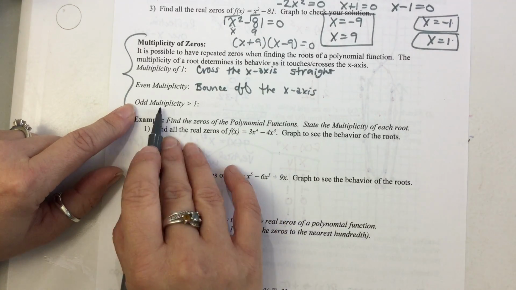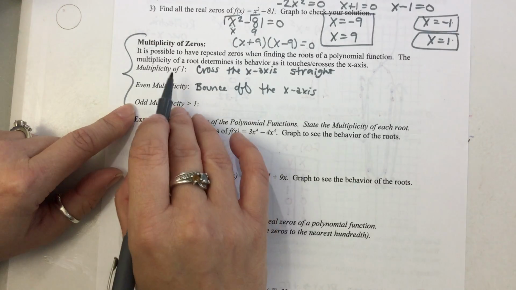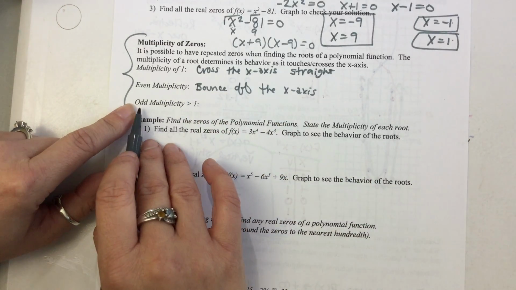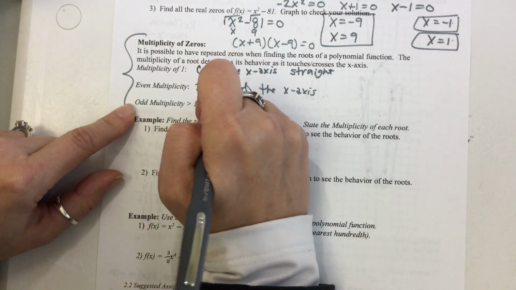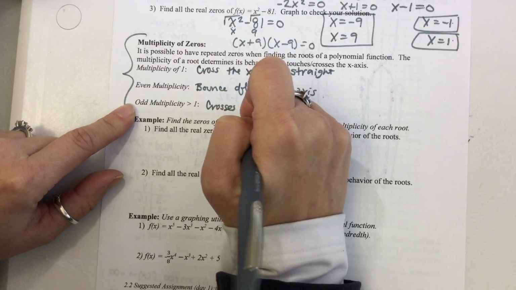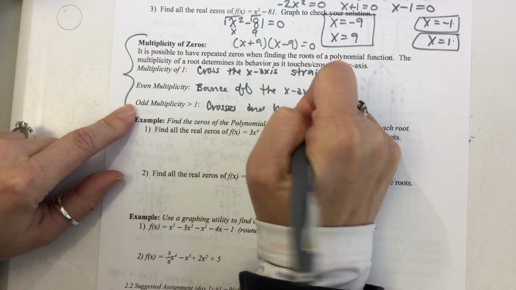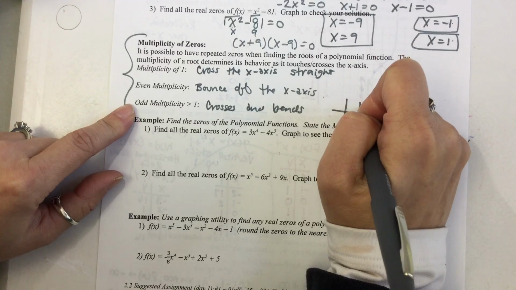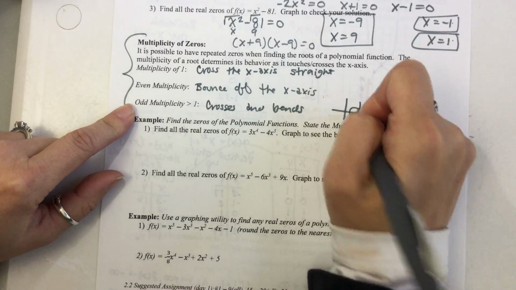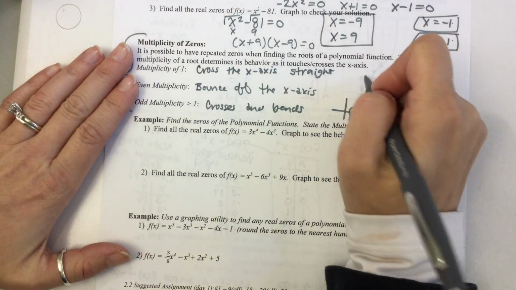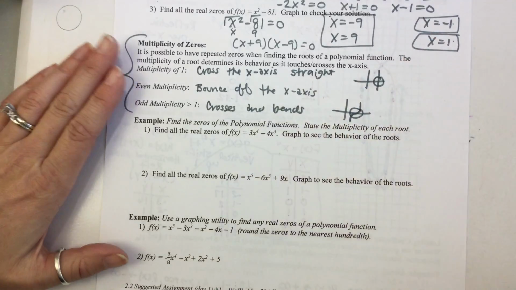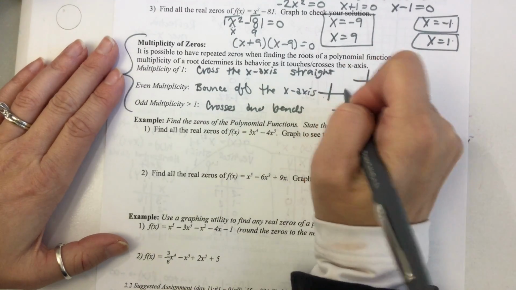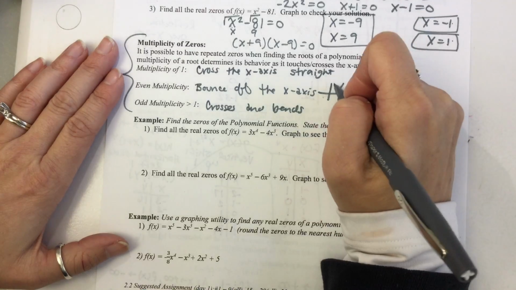If it's an odd multiplicity but greater than 1, because remember, if it's 1, it crosses straight, then it crosses and bends. So if it was crossing here, it would bend at that exact point. That's what that means. If it's straight, it's just a straight line. If it's even, it hits it and bounces back.